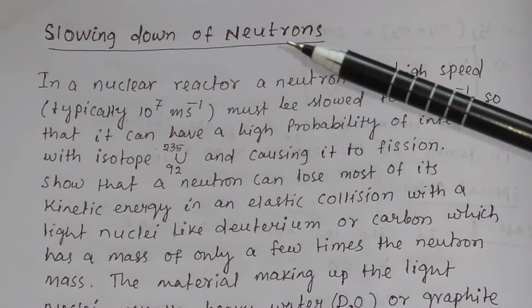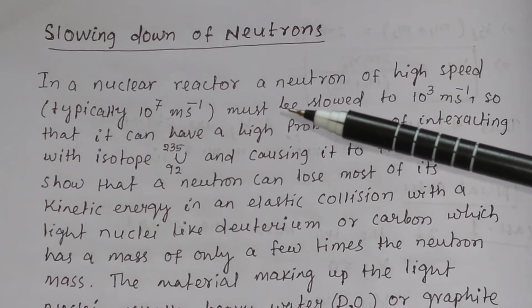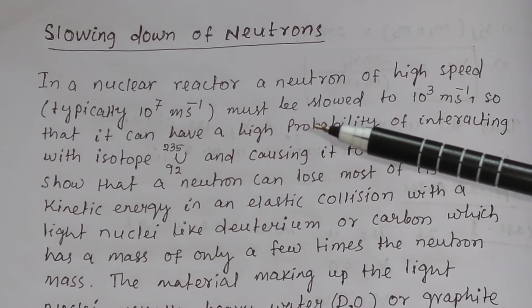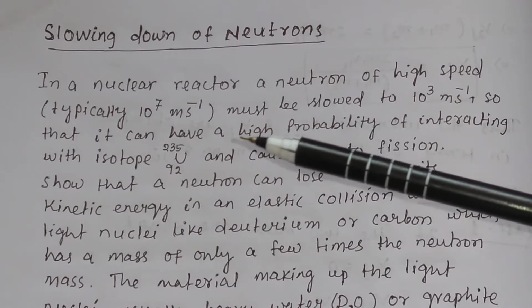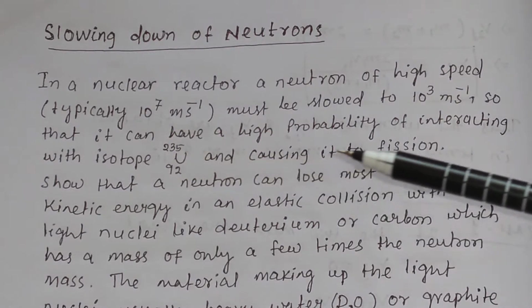That is why we slow down the neutrons, because if the neutron velocity is reduced, then there is more probability of interaction of the neutron with the uranium isotope, which causes fission.